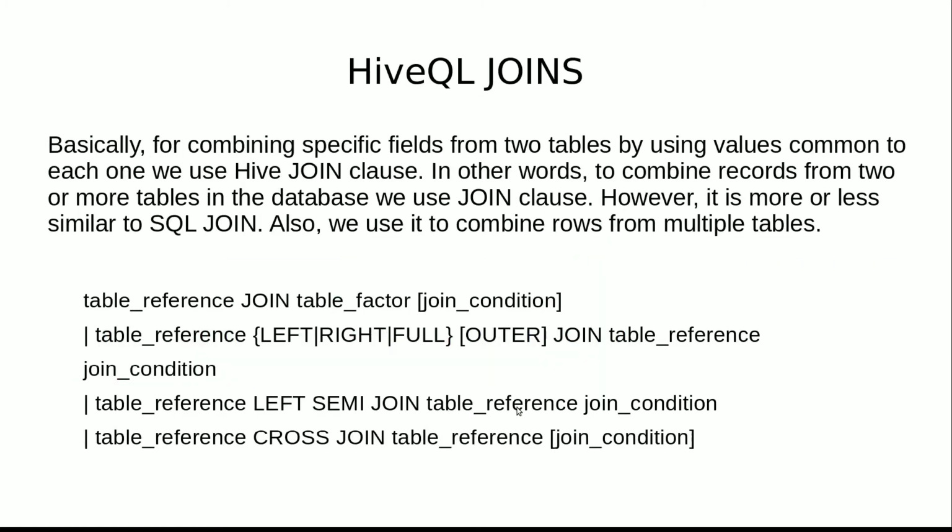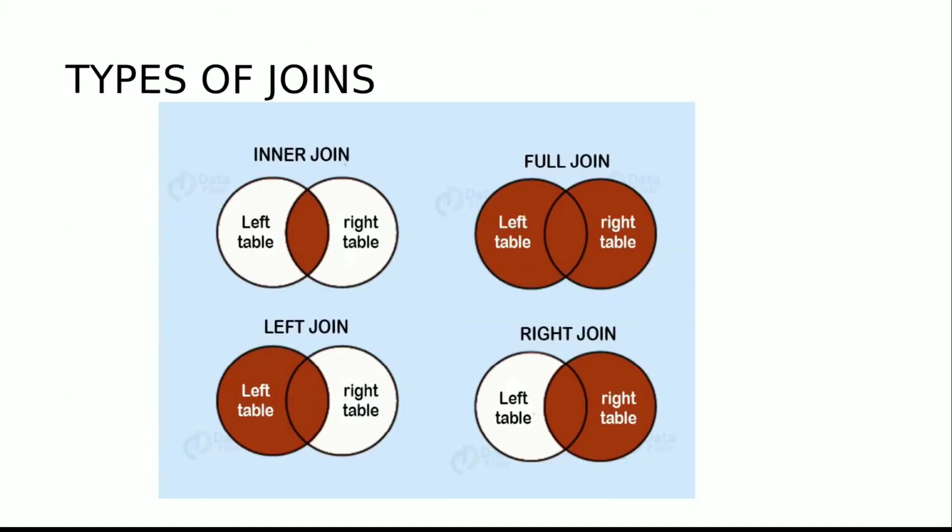Next is the HiveQL joins. HiveQL joins is basically when you want to join two tables and get a result from both the tables into a single output. There are four types of joins: inner join, full join, left join and right join. As you can see, the inner join is when both the tables have the same type of data in them, then it will be an inner join. Left join means I don't take into consideration the right table, but all the data from the left table will be given over here.